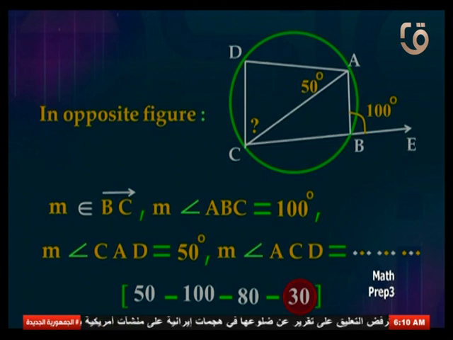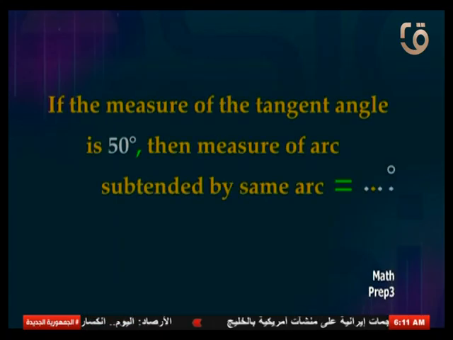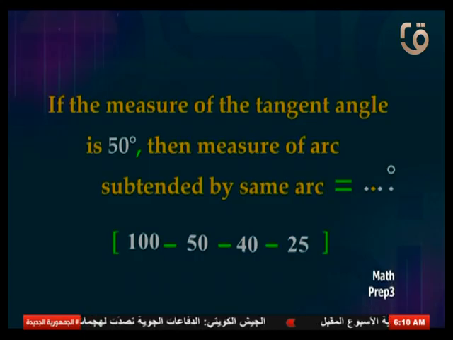Another example. If the measure of the tangent angle is 50 degrees, then the measure of the arc subtended by the same angle is how many degrees? Is it 100 degrees, 50 degrees, 40 degrees, or 25 degrees? First of all, what about the measure of the tangent angle? It means the measure of the angle of tangency.